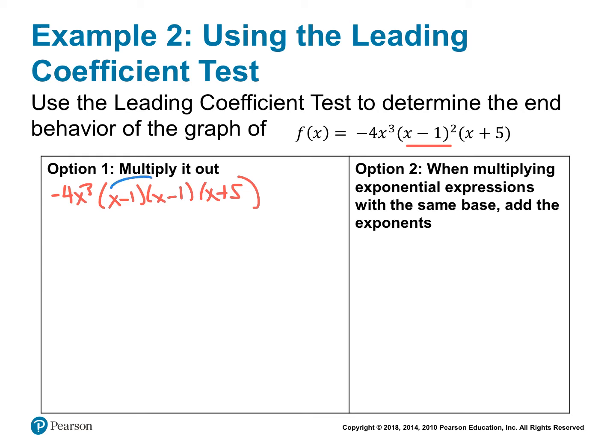So let's just do one thing at a time here. So we have negative 4x to the third on the outside. Then we're going to get x squared minus 1x minus another 1x plus 1 times x plus 5. And maybe you remember your perfect square rules. You're going to notice I have a negative 1x and another negative 1x. I'm going to change that to negative 2x.